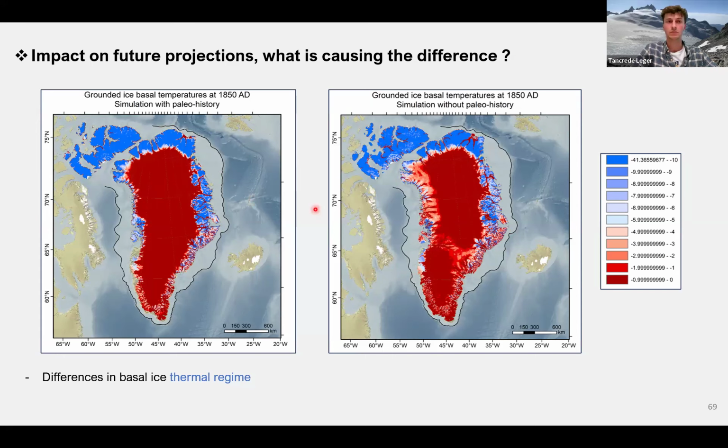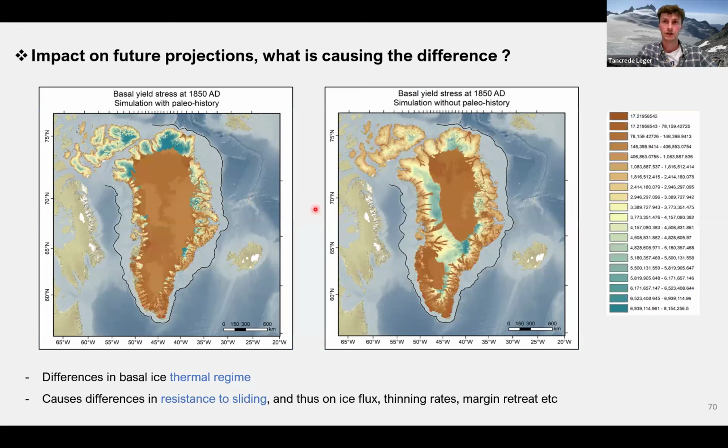And this has quite a bit of an impact on what we call the basal stress, that's the resistance to sliding. Here, whenever you have blue colors, you have more resistant bed, harder bedded conditions. And when you're towards the brown colors, you have softer bed, more sliding for a given driving stress for the ice sheet. And what you see is we have much more blue on the right-hand side. So we're much less likely to have fast ice flux, fast thinning rates, and as a result, margin retreat when you start warming the ice sheet up with climate change. So this is what is explaining this difference, basically.